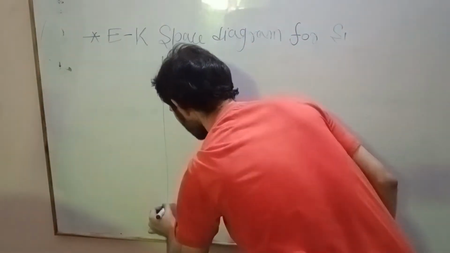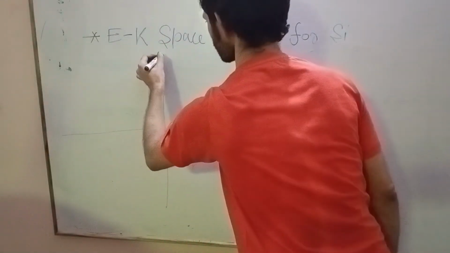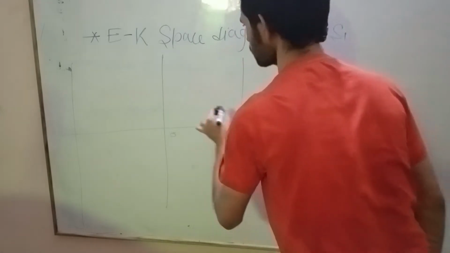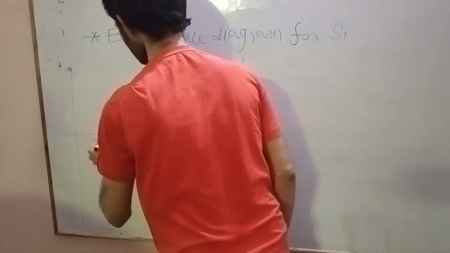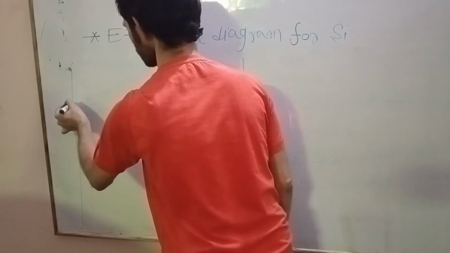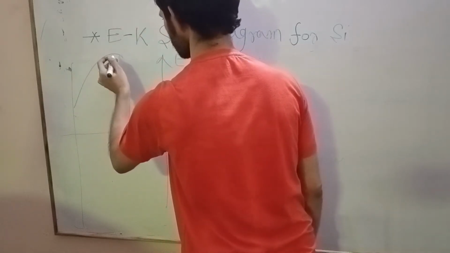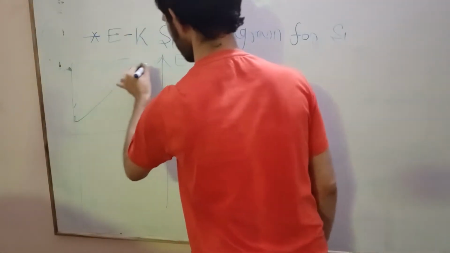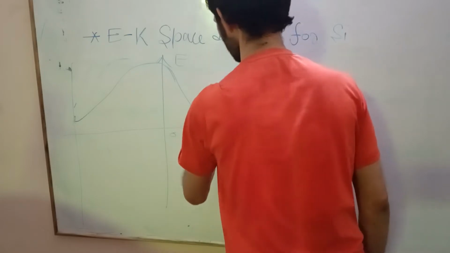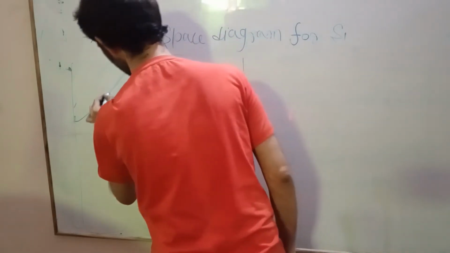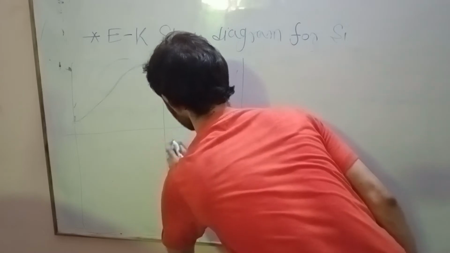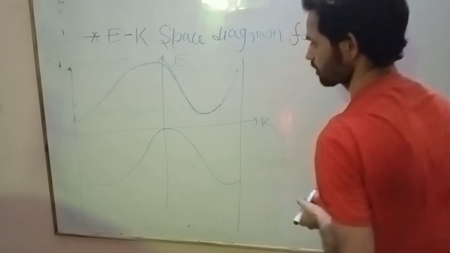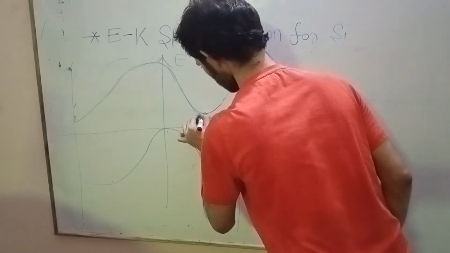If we draw this E-K space diagram, so this is our E-K space diagram. Let us see. This is zero. This is my momentum, this is my energy. Somewhere it will start here, and this is my minimum here, and here this is maximum in case of valence band.